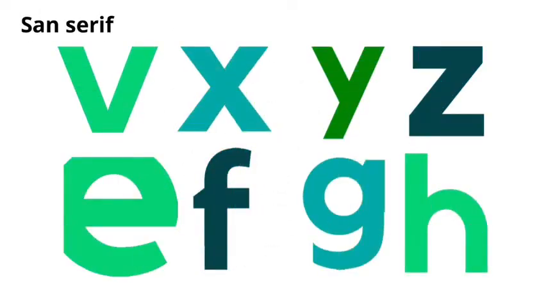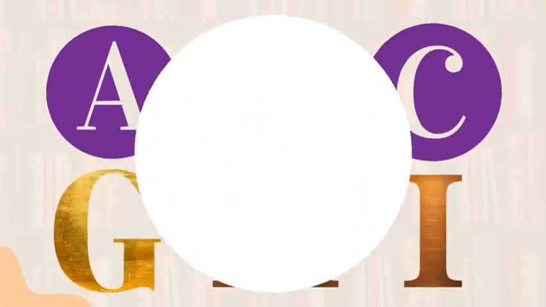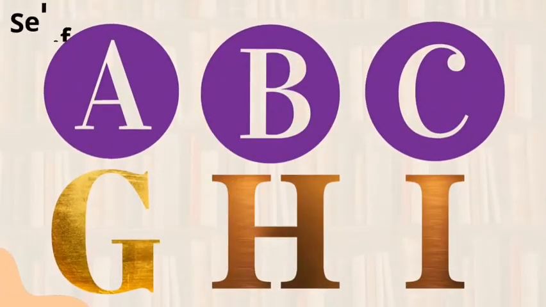Under types of lettering, we have sans serif. The sans serif letters do not have extended features. Again, we also have the serif. The serif is the opposite of sans serif. The serif letters are made up of letters with extended features.